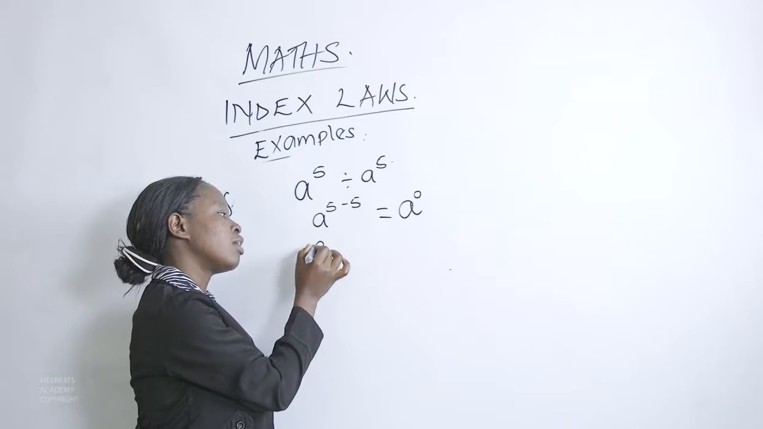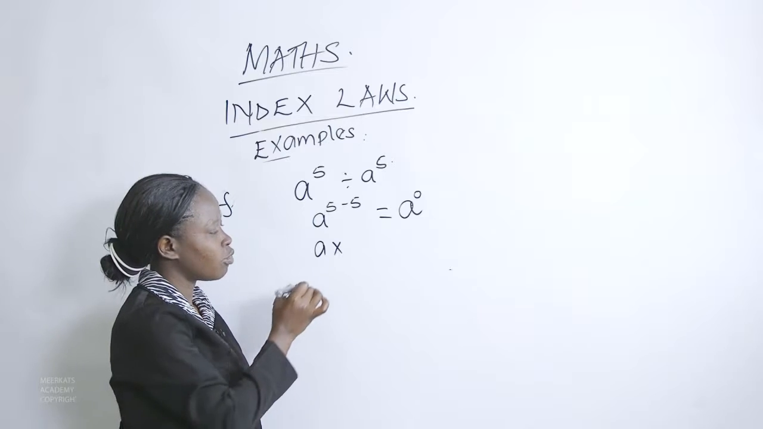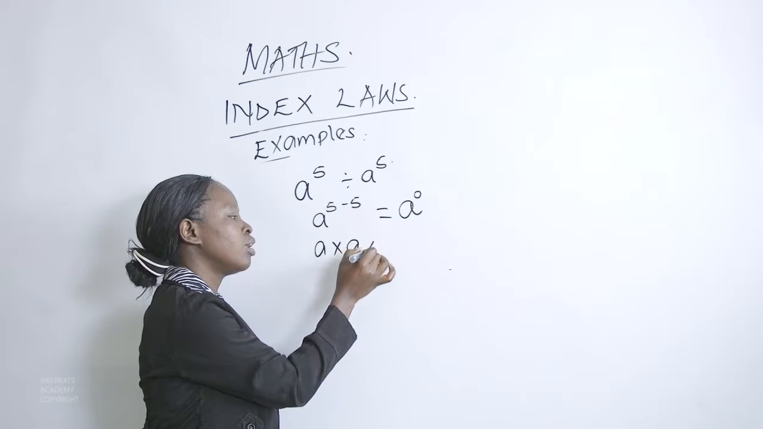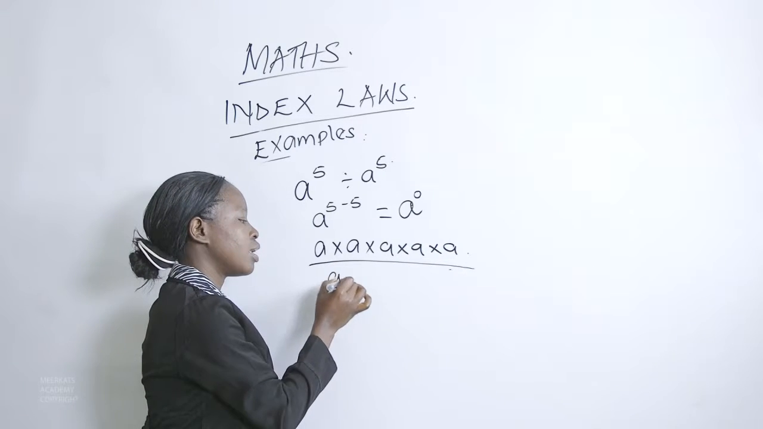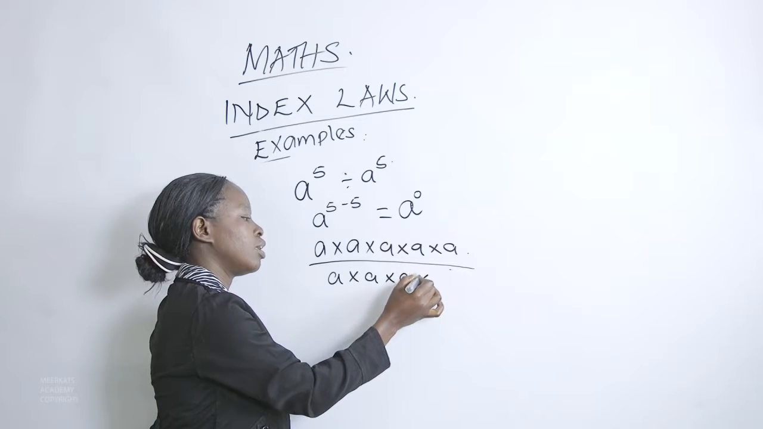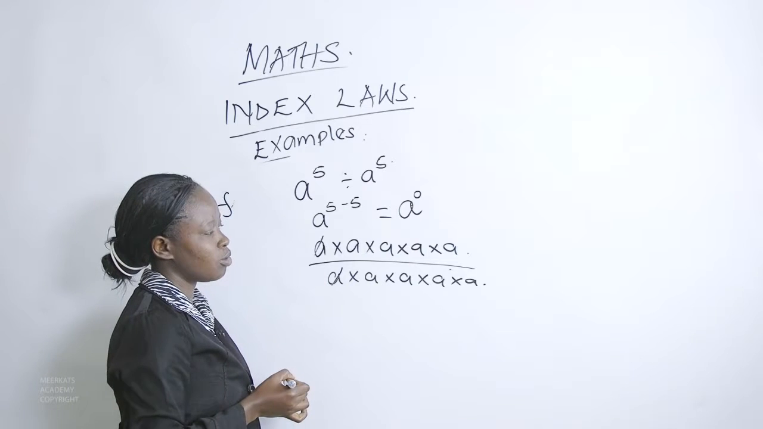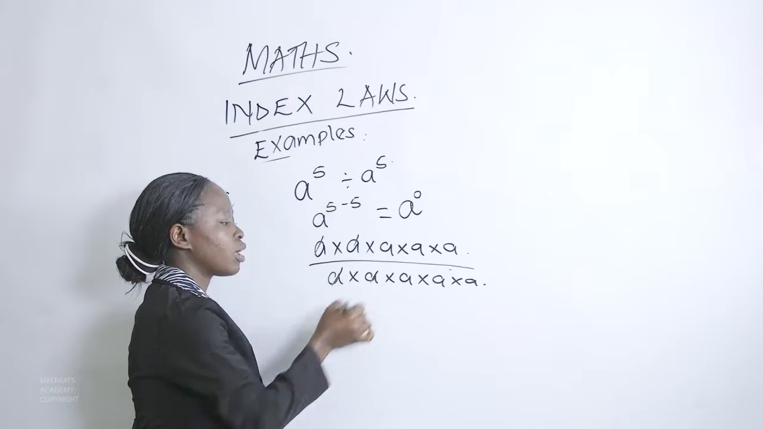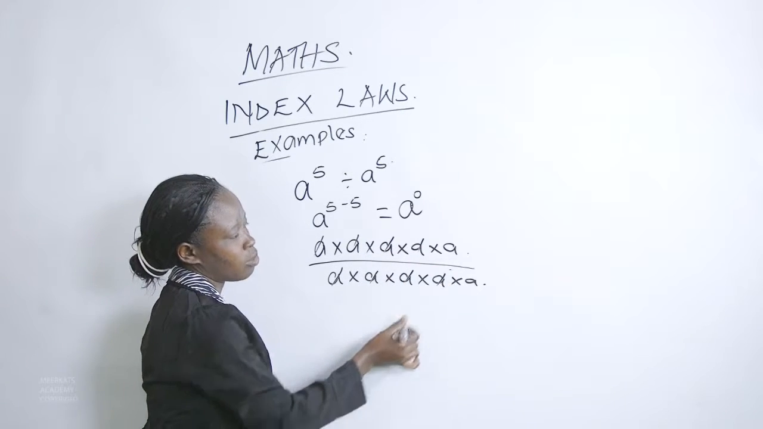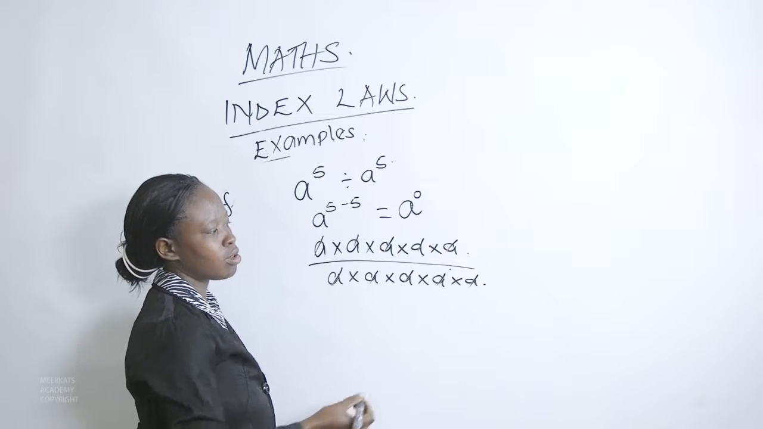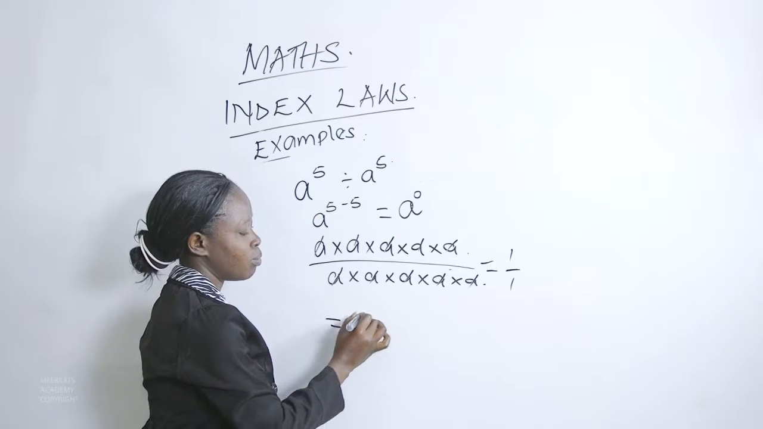So it means that a to the power of 5 is repeated multiplication 5 times. So we have a times a times a times a times a divided by a times a times a times a times a. So what does it mean? This a cancels out with the one of it. This one will cancel out with the second one, the third one. Fourth one will cancel out. The fifth one also cancels out. And that means that I'm left with 1 over 1, which will simply be 1.